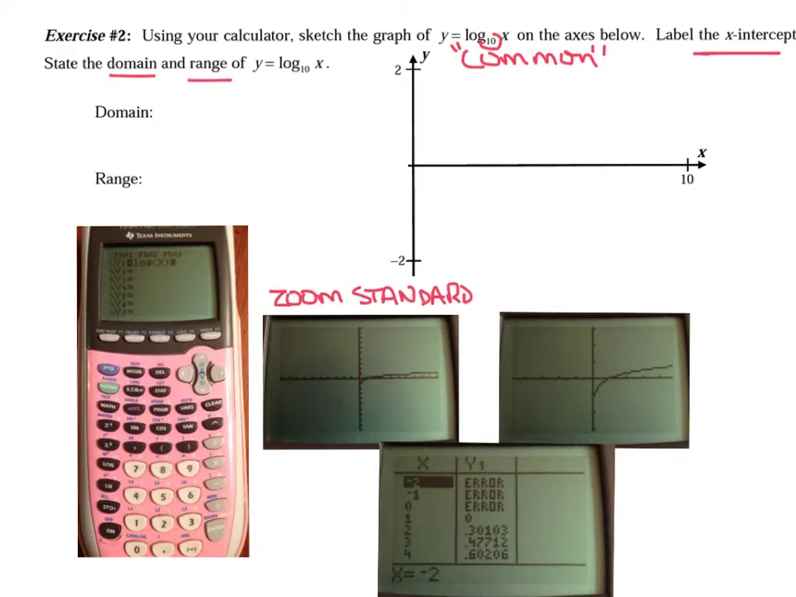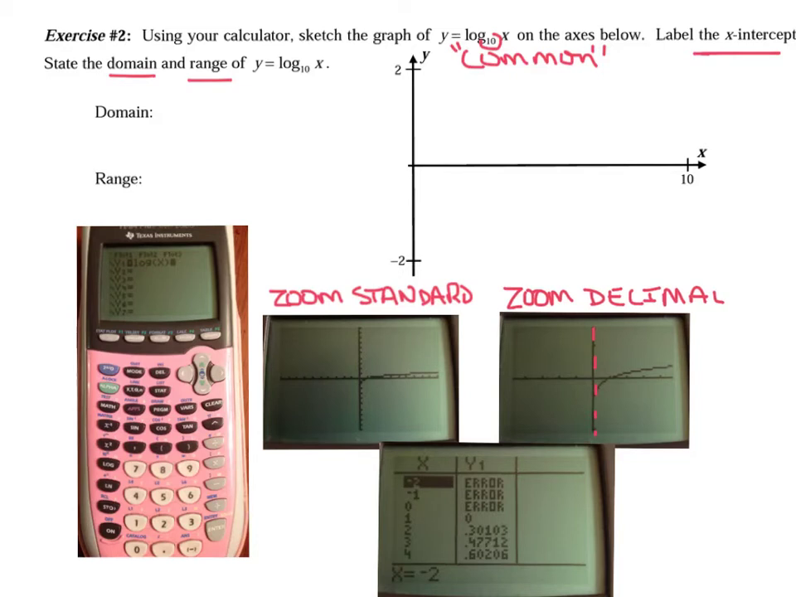So then I went back to the zoom menu, and one of my favorite ones is zoom decimal. It's basically a zoom in type of feature. And so I thought the graph was a little better. We could see the curvature a little bit. The calculator does not do a very good job with the asymptote. That's one of the drawbacks of the calculator.